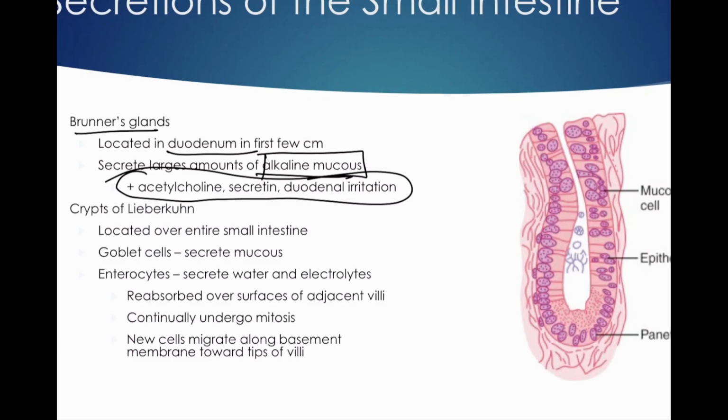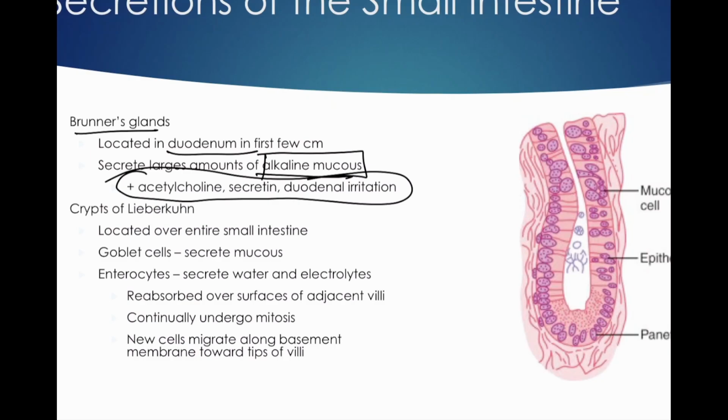Makes sense. Acetylcholine is parasympathetic, rest and digest. Secretin. Why does that make sense? What does secretin do? Increase more bicarb secretions from the pancreas, and obviously it's going to help with these things.